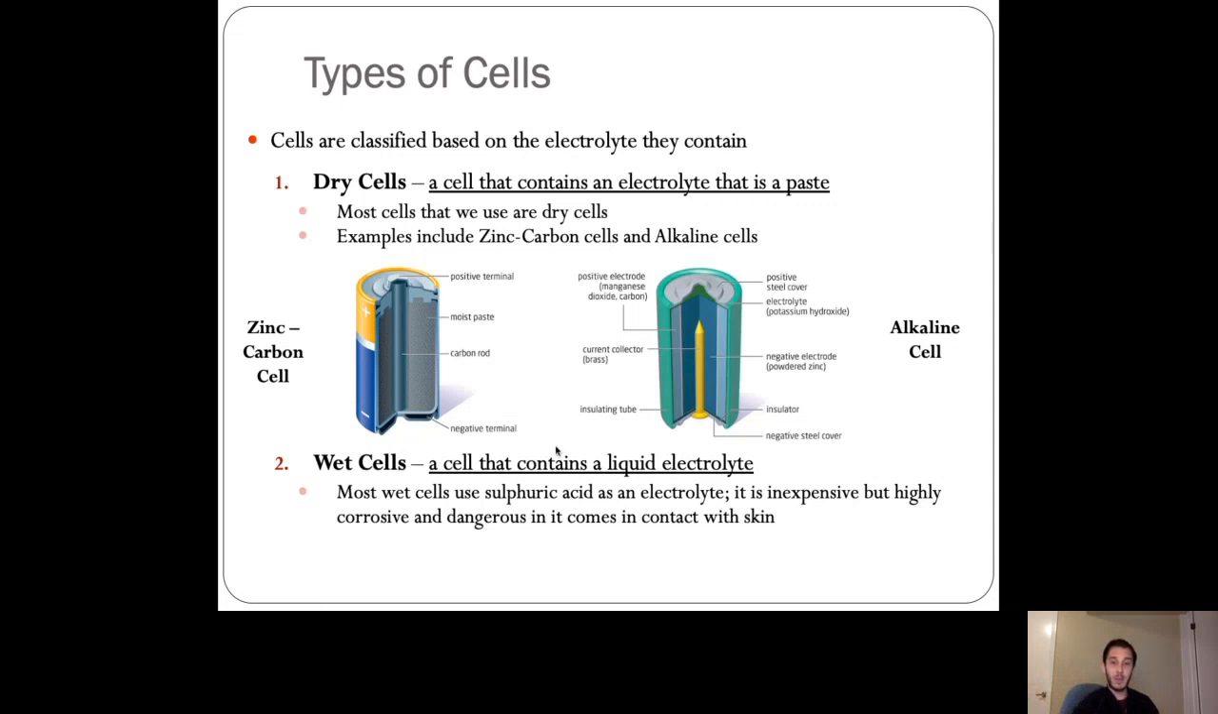There is a type of battery that we use very commonly that has sulfuric acid. That's a wet cell, and that's a car battery. So if you ever end up working on a car, or you own a car, or you're working on a car with your parents, and there's something wrong with the battery, sometimes you'll see that sulfuric acid leak out.